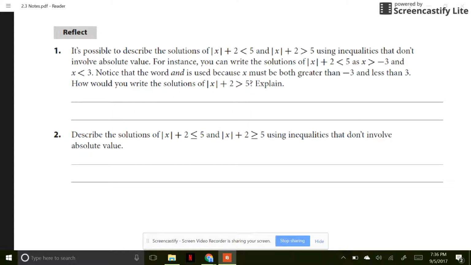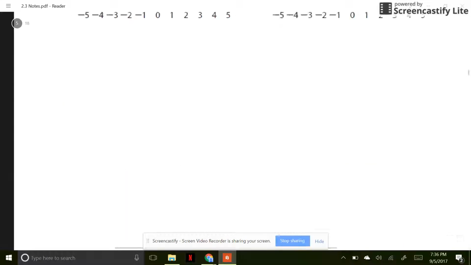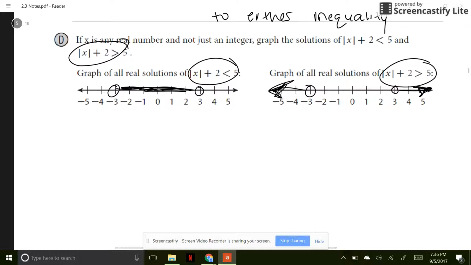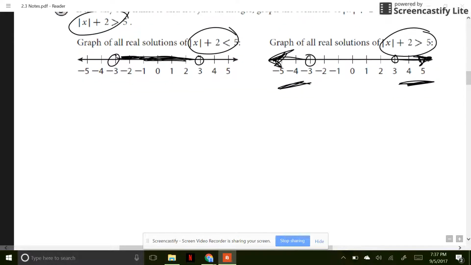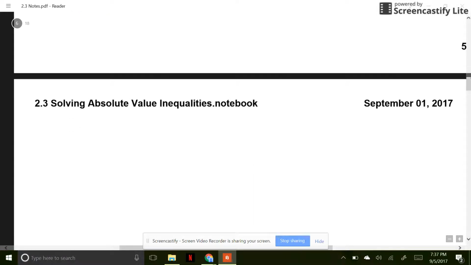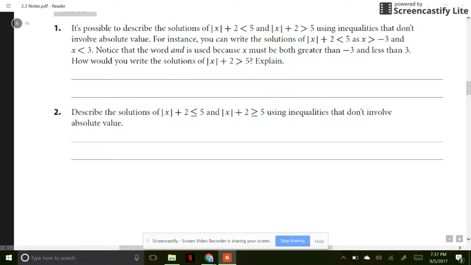So how would we write the solutions of absolute value x plus 2 is greater than 5? If we go back to our number line here, if you notice we're picking the values where x is greater than 3 or the values where x is less than -3. So that's how we would write that. We would say x is less than -3 or x is greater than +3.